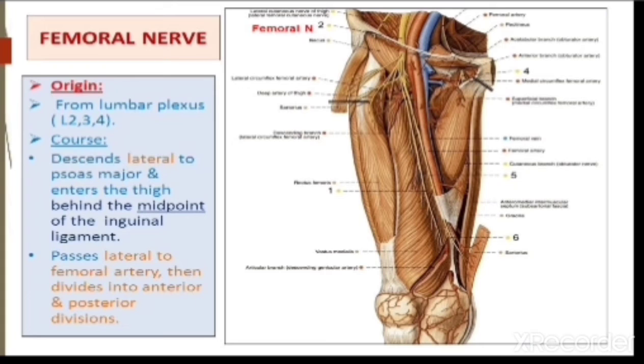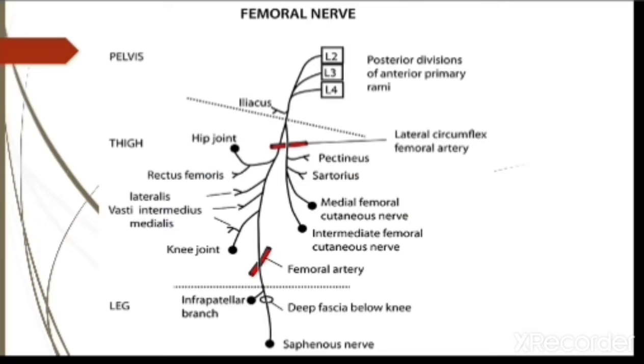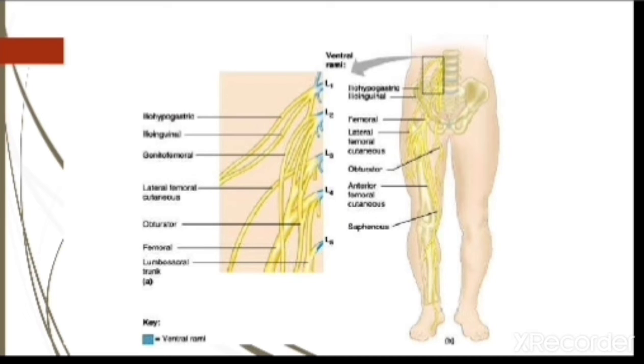It descends lateral to the psoas major and then enters into the thigh behind the midpoint of the inguinal ligament, and it passes lateral to the femoral artery and then divides into anterior and posterior divisions. These divisions are because of the lateral circumflex femoral artery, which is a branch of the profunda femoris artery. So this artery divides the femoral nerve into two divisions, and each division provides muscular, cutaneous, and articular branches. This is the formation of femoral nerve from the lumbar plexus.